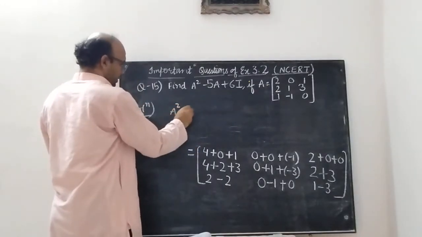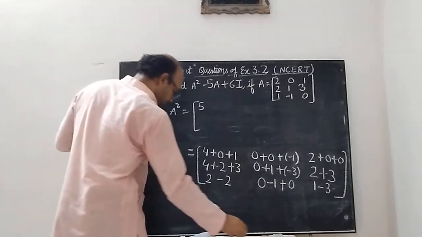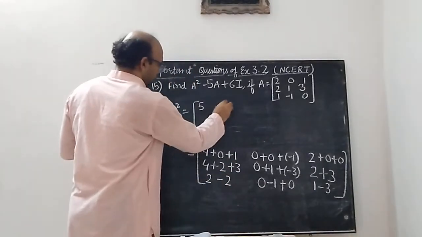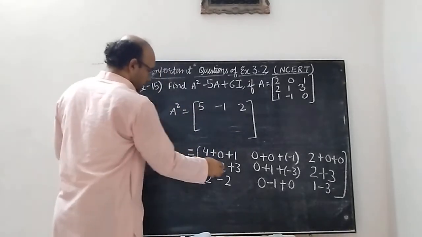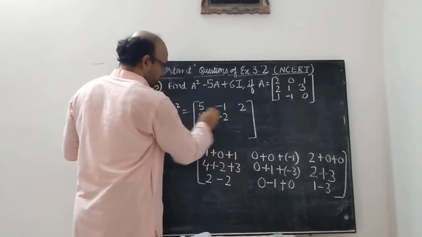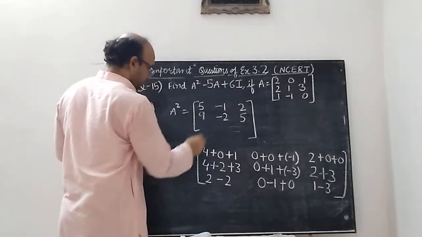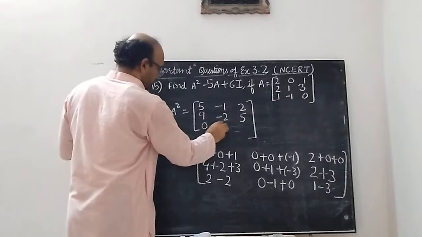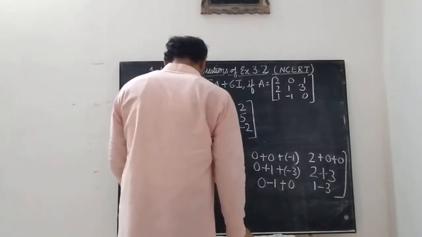So A squared is nothing else but 4 plus 1, 5. Then you have minus 1. Then you have 2. This is 9. Minus 2. 5. 0. Minus 1. And minus 2.